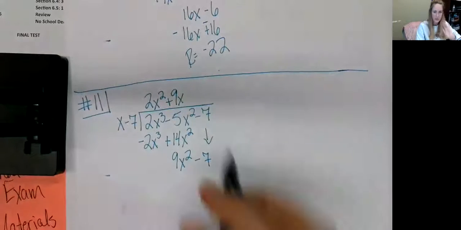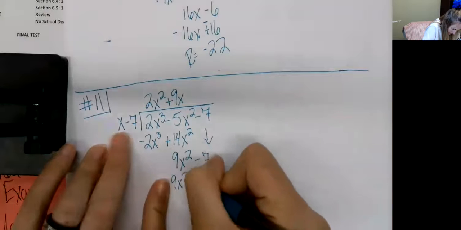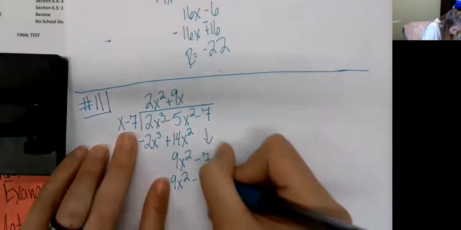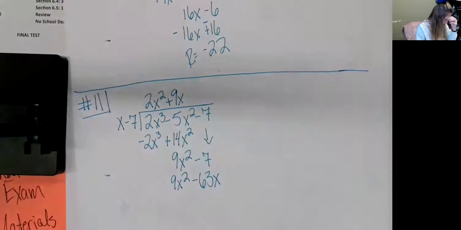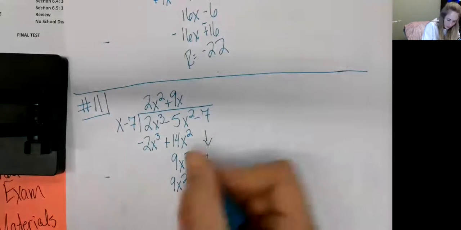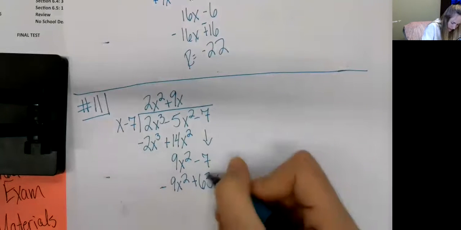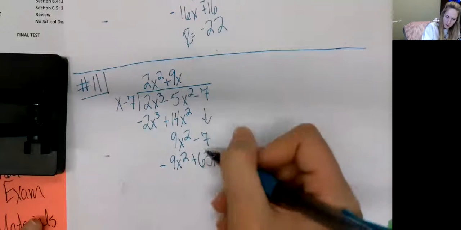X times x is x squared. So this will give us 9x squared. 9 times negative 7 would be subtract 63x. Double check my math. Yep. I can't combine these two terms, but first I need to change my signs. I can't combine these two terms, so I'm going to bring them both down to the next one.